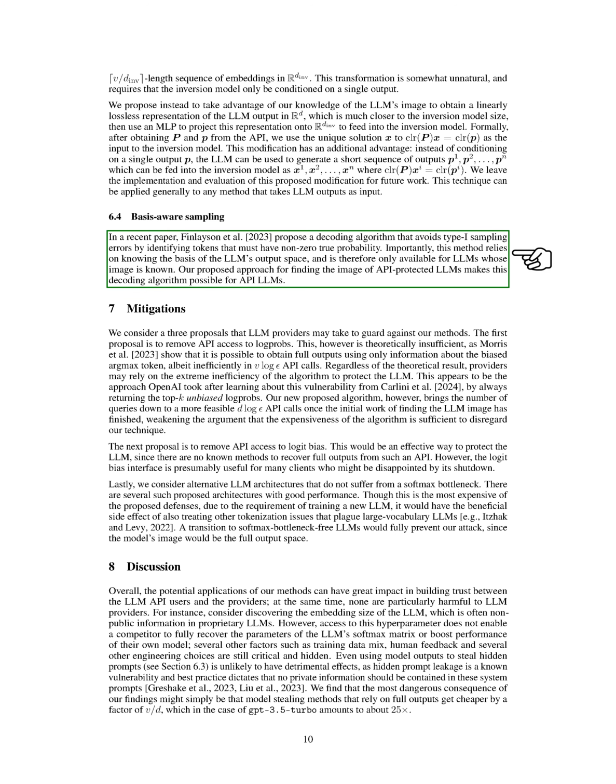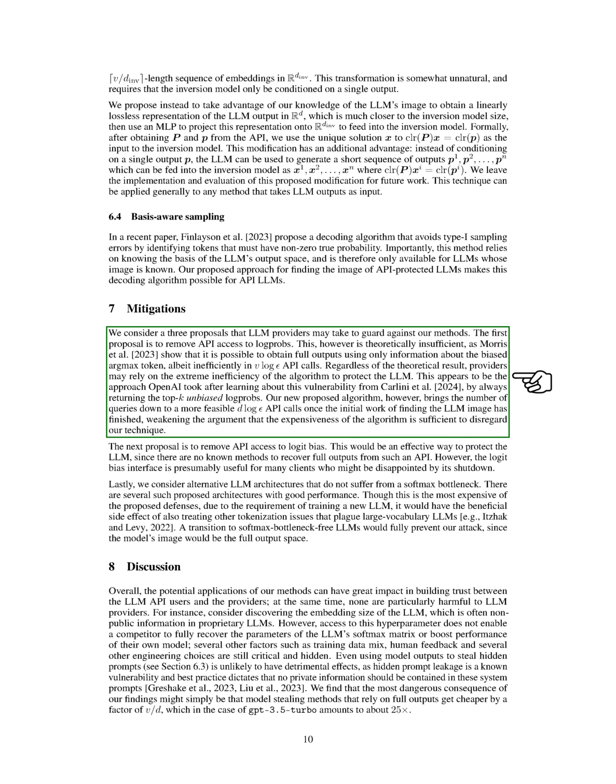Additionally, we discuss basis-aware sampling, which aims to avoid certain sampling errors by identifying tokens with non-zero true probabilities. This method relies on knowing the basis of the LLM's output space, making it applicable only to LLMs with known images. Our proposed approach enables this decoding algorithm for API-protected LLMs.